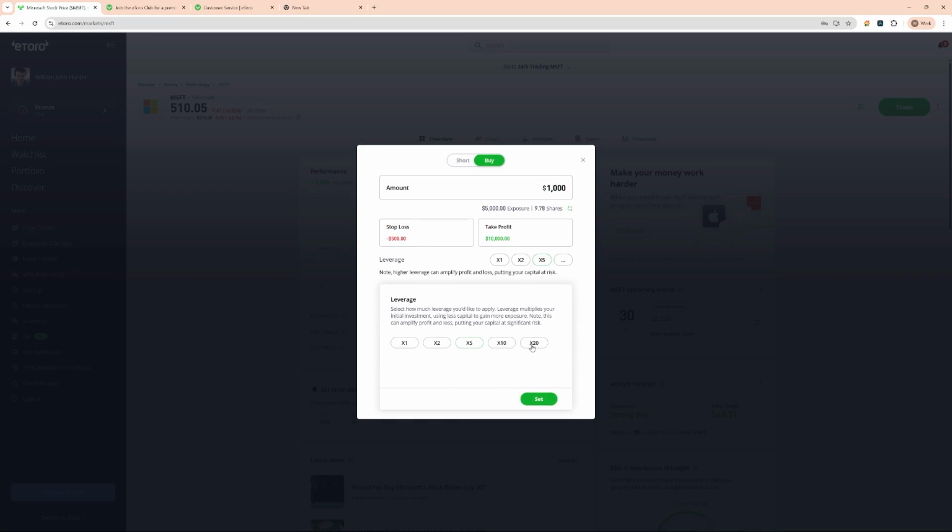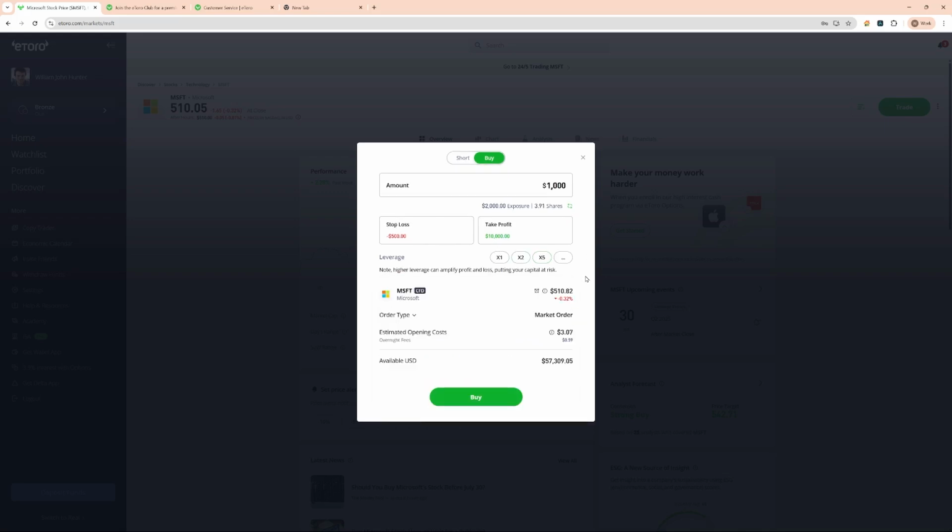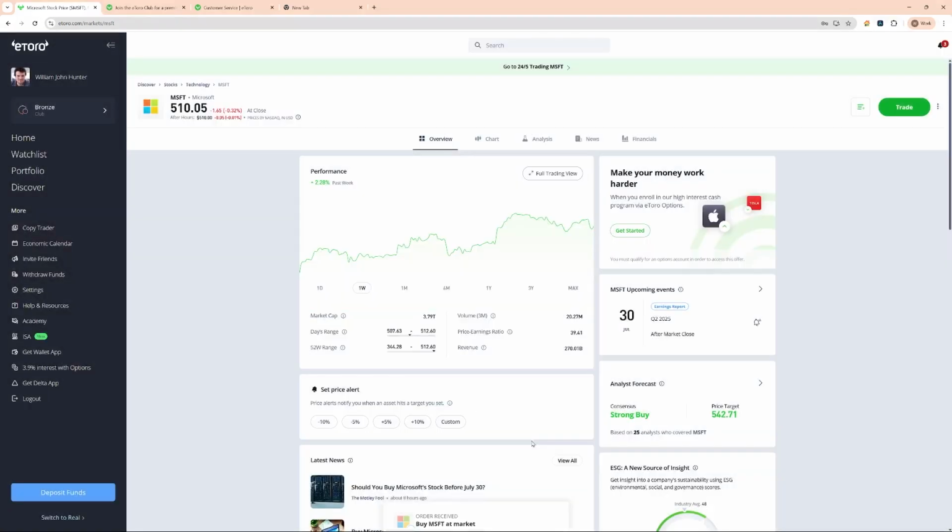We can go all the way up to 20 times leverage. For the sake of this tutorial though, I will just use 2 times leverage. That means that if the price say falls by 5%, my trade will react accordingly by 10% because I am effectively using leverage. All we then need to do is go ahead and open the trade.